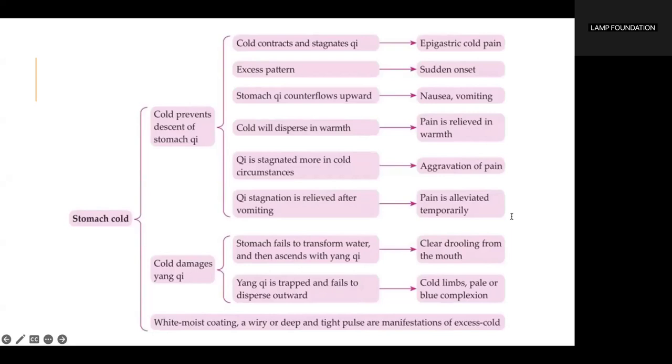This pattern is mostly ascribed to an excessive intake of raw and cold food, or an attack on the stomach by cold, which leads to cold stagnation in the epigastrium. Exogenous cold can invade the stomach, either via the mouth or through the skin of the abdomen. If the invasion takes place through the mouth, it will be due to the consumption of food that has a very cold temperature or energy.